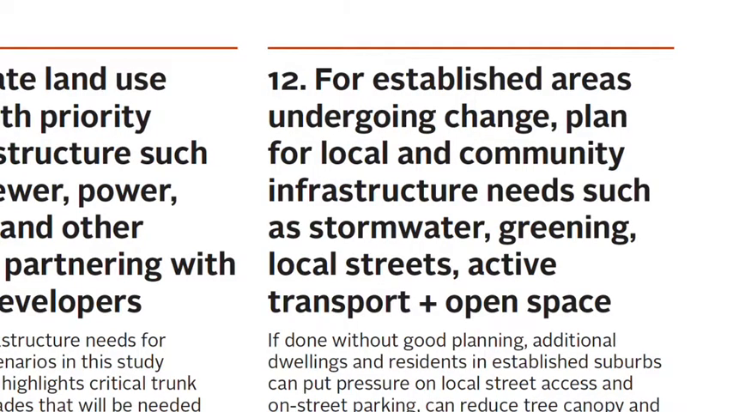Okay, thank you. Finally, on page 22, strategy number 12, is that for established areas undergoing change, plan for local and community infrastructure needs such as stormwater, greening local streets, active transport and open space. So I'm assuming this is different to the trunk infrastructure that you've just mentioned. Can you tell me a bit about what you mean by local and community infrastructure needs?